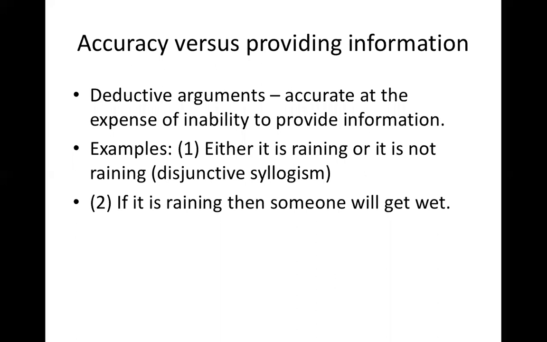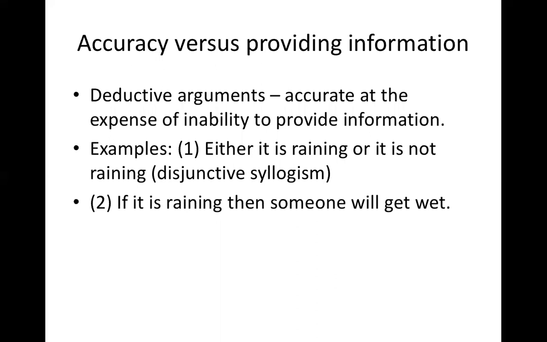Okay, number two, statement two is another example. If it is raining, then someone will get wet. So that's the kind of thing you see in a deductive argument. It's a conditional statement. If it is raining, someone will get wet. But does it tell you whether it is raining? No. Now, the statement is always correct. If it rains, someone will get wet. So the statement is correct.